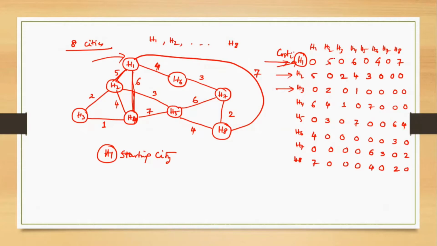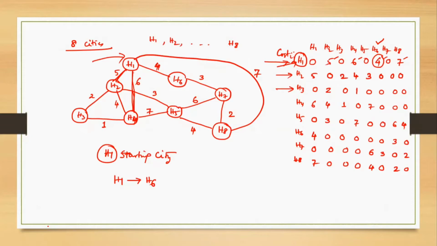The non-zero entries are 5, 6, 4, and 7. Among these 4, which is the distance from H1 to H6? Yes. So I started from H1. Being a salesperson, I started from H1, then I move on to H6 because this is the shortest distance from H1 compared to other adjacent cities. We have found that H6 is the minimum weight holder. So if any salesperson starts from H1, first of all you will move on to H6. This is the local minimum actually.